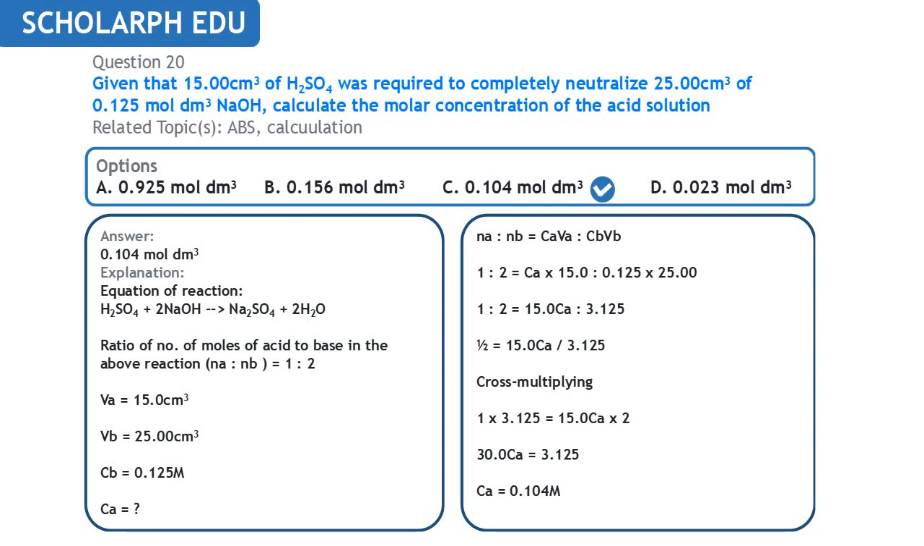If you cross multiply, the denominator here multiplies the numerator there, and the denominator there multiplies the numerator here. So you have 1 times 3.125 is equal to 15.0 Ca times 2. 1 times this gives 3.125, and 15.0 times 2 gives 30 Ca. To get the value of Ca, the concentration of the acid, we divide both sides by 30, and so Ca is equal to 0.104 M. That is capital M, meaning mole per dm cube.